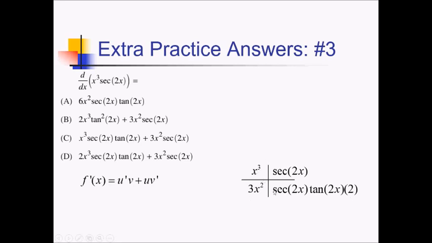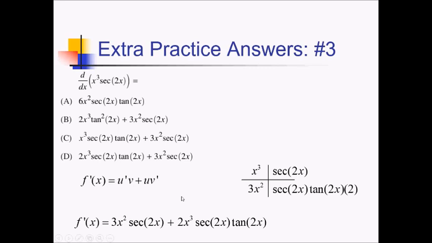Now multiplying all this out with the ribbon, I've got 3x squared secant of 2x plus x cubed secant 2x tan of 2x times 2. I guess you could make it 2x cubed. That 2's got to go somewhere, and that should do it for this one.